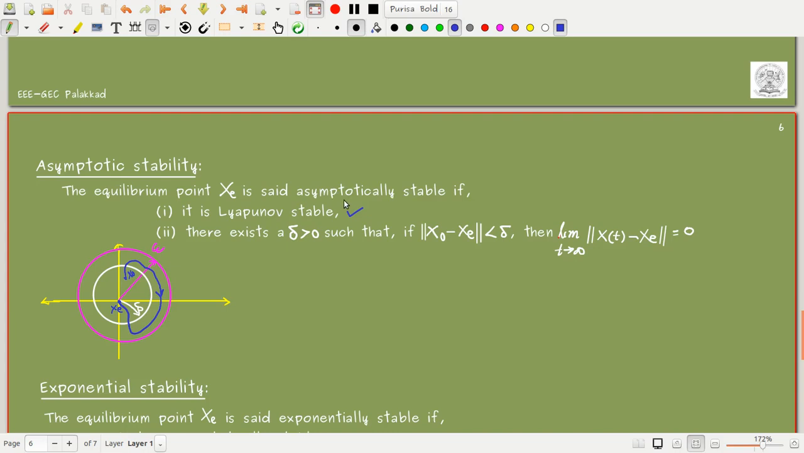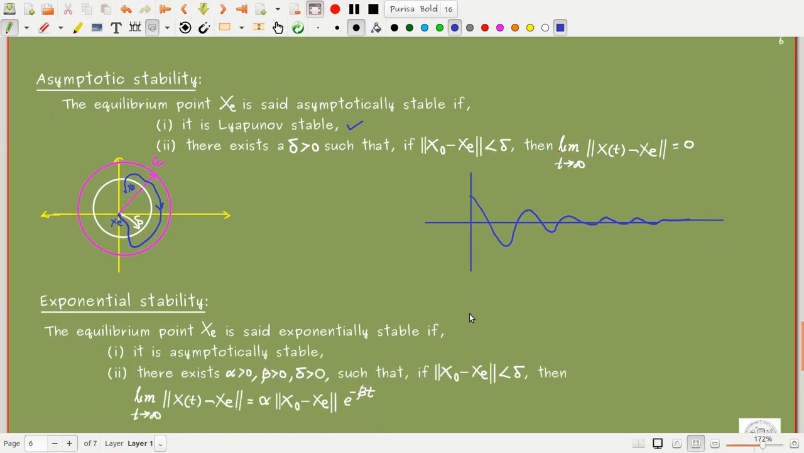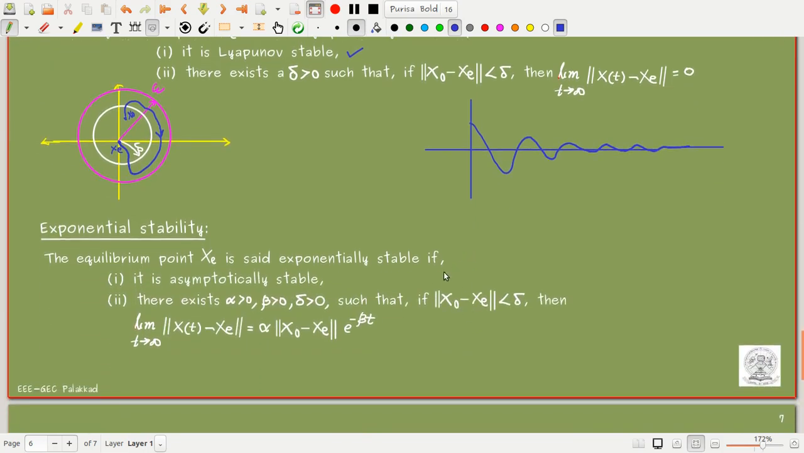So according to Lyapunov, an equilibrium point is asymptotically stable if all the trajectories reach the equilibrium point. For example, I have an oscillation for a system like this, and it is somehow reaching the equilibrium point. We can say that the system is asymptotically stable. Now we will go to the next important term in Lyapunov stability theory, that is called exponential stability.